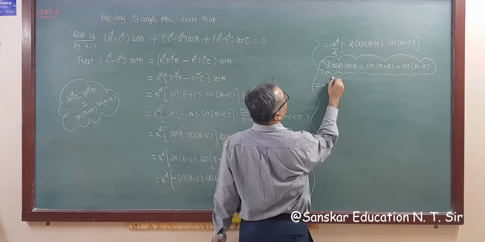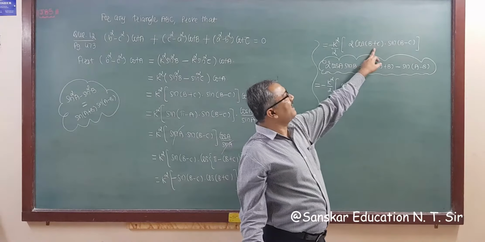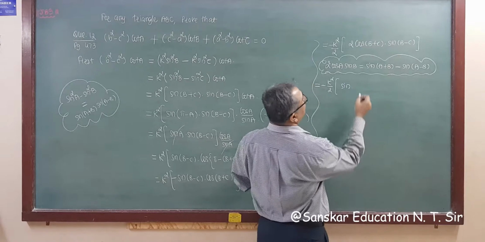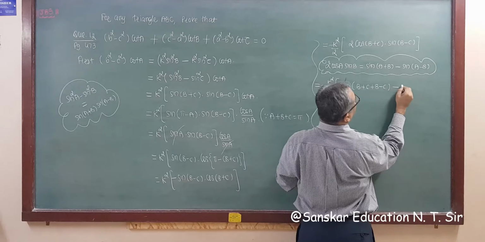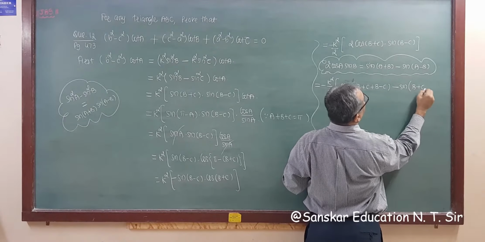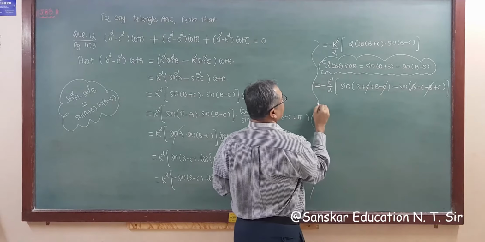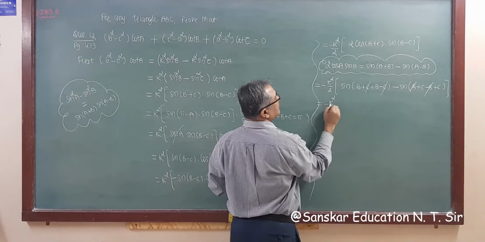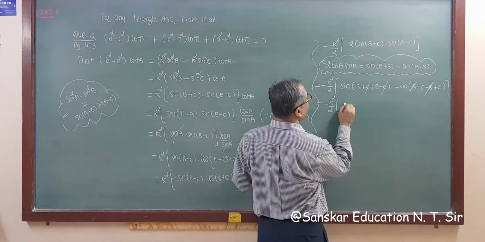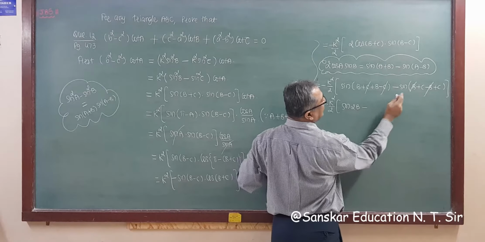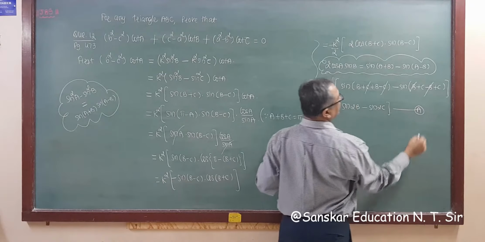This is minus k square by 2 sine (A plus B). This is A, this is B. So sum of these two is B plus C plus B minus C, and minus sine (B plus C minus (B minus C)). That is B, B cancel, this is C, C cancel. So what we get? Minus k square by 2, sine 2B minus sine 2C. So this is result number capital A.